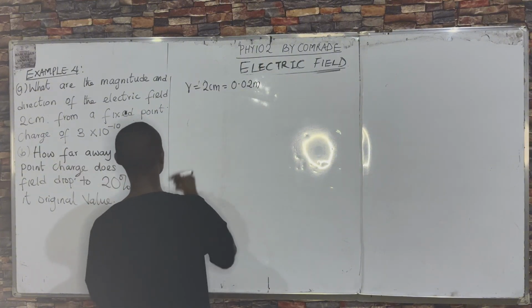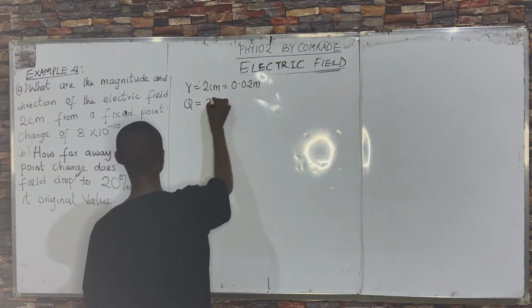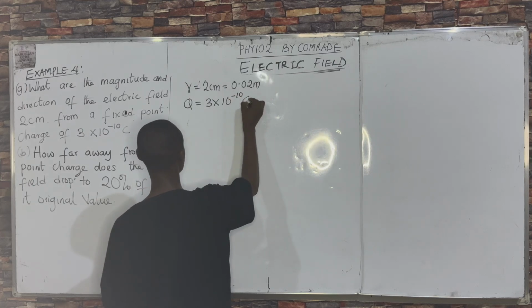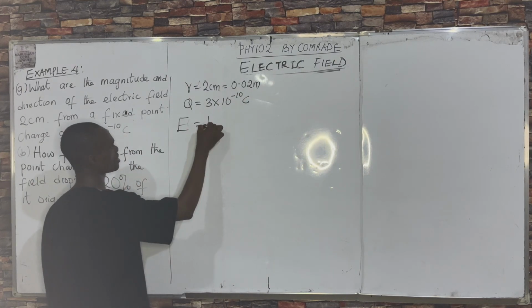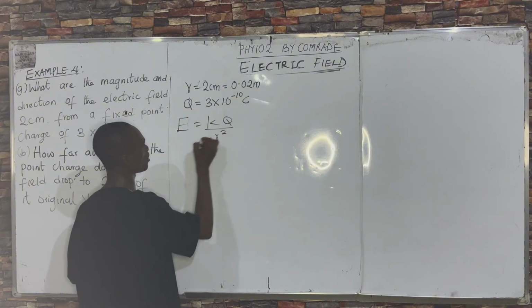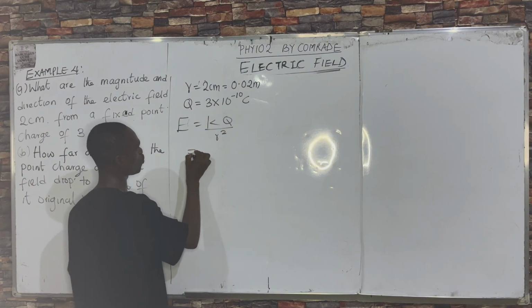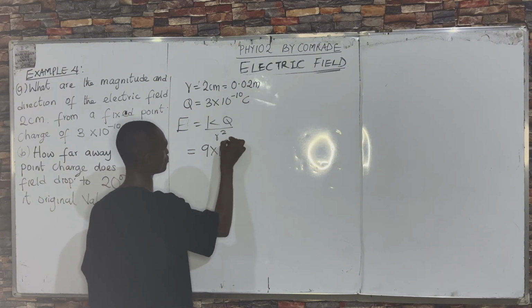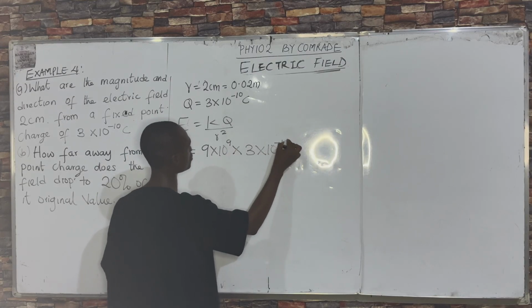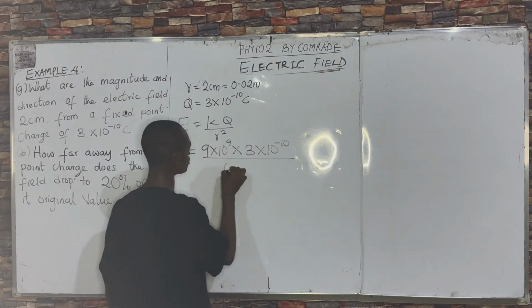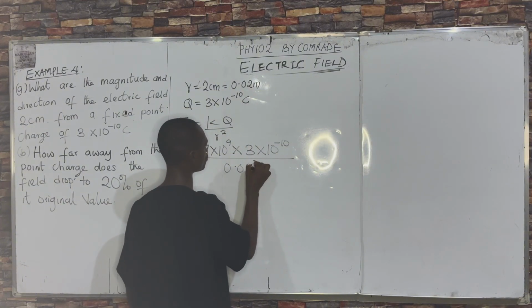From a fixed point charge, so there is Q. Q is 3 times 10 raised to the power minus 10 coulombs. So I'm looking for E. We know E is KQ over R squared. K is 9 times 10 raised to the power 9. Q is 3 times 10 raised to the power minus 10. And R is 0.02 squared.